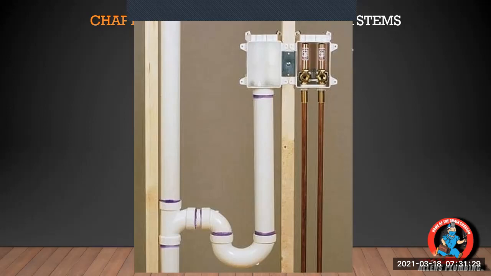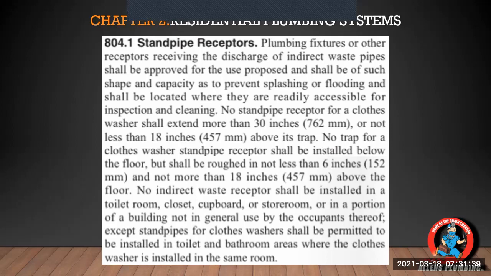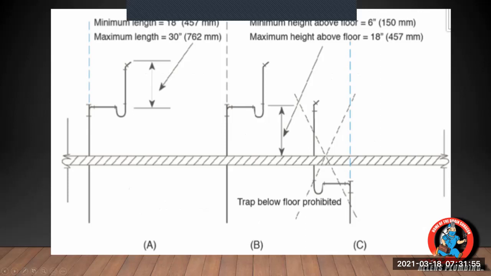So they're talking about this arm right here. They don't want it any shorter than 18 or any longer than 30 inches above its trap. And no trap for a clothes washer standpipe receptor shall be installed below the floor, but shall be roughed in not less than 6 inches. So they don't want the washer trap underground, which is this right here. If this was concrete, they'd want it at least 6 inches above the floor level, no more than 18.